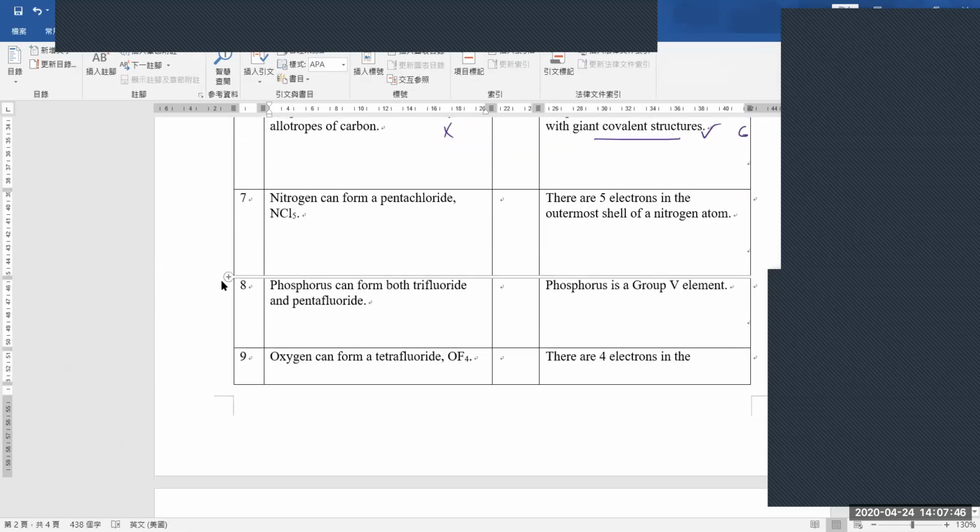How about seven? Nitrogen can form pentachloride. There are five electrons in the outermost shell of the nitrogen atom. Cannot. Again, it is related to what? Right, the period. And the period will tell you what? The maximum accommodation of the electrons in the outermost shell. So, expansion of octet already, right?